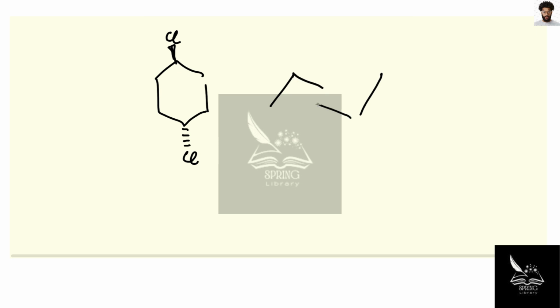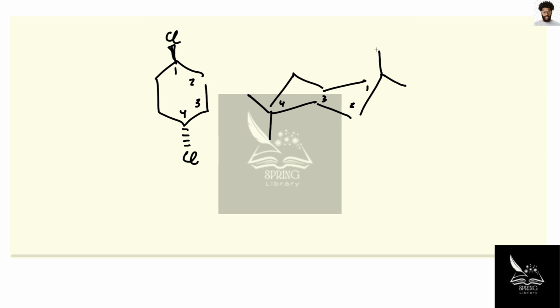I do this by drawing a series of parallel lines, 2 at a time. And then let's just say this is carbon 1, 2, 3, and 4. So on carbon 1, there should be a substituent axial up and one equatorial down. And on carbon 4, we should have a substituent axial down and equatorial up.